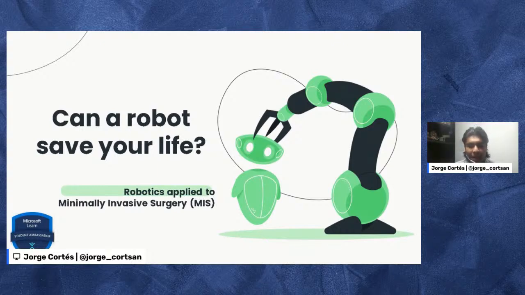As a robotic engineer, I'm passionate about how robotics are being applied to areas such as industrial processes, painting processes, welding processes, and assembly processes. In this way, we can say that robotics are also contributing to the medical sector, to the healthcare area. For example, with this session, can a robot save your life? Robotics applied to minimally invasive surgery, MIS for its initial letters. So let's start.